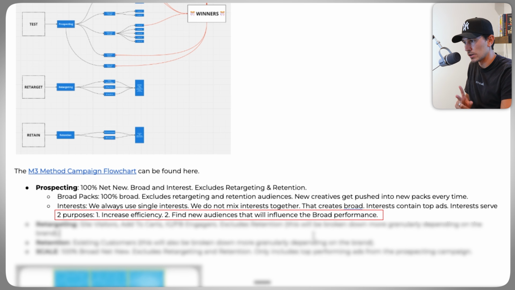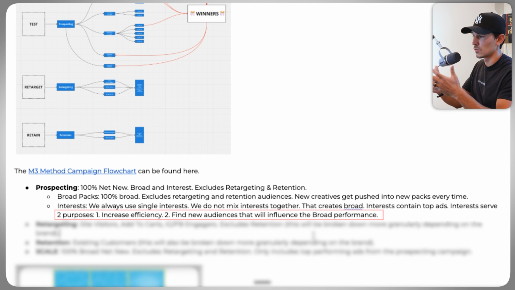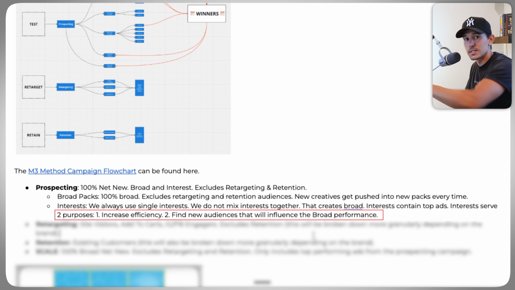Interests serve two very important purposes. Writing down here. The first is they increase efficiency. Most interest groups will drive higher return on ad spends as long as they're relevant. Second, you actually find new audiences that impact the broad performance. This is like the golden nugget, guys.